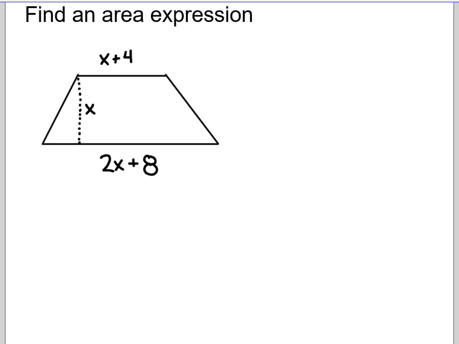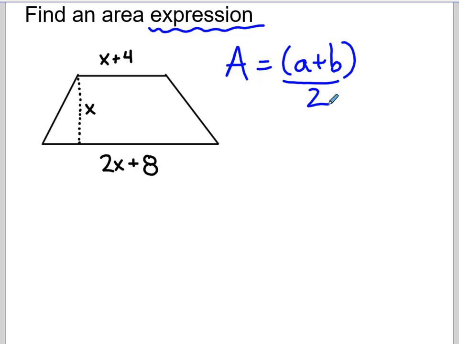Find an area expression. So again, it says an expression, so you are not going to be able to come up with an answer. You're going to find an expression. So now the area of a trapezoid, if you looked on your formula sheet, it's the average of the top and bottom values times by the height. Okay, so this would be your A term, your B term, and that's your H term. So we're trying to find an expression.